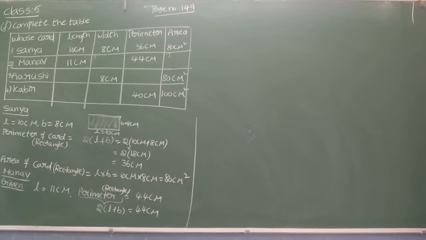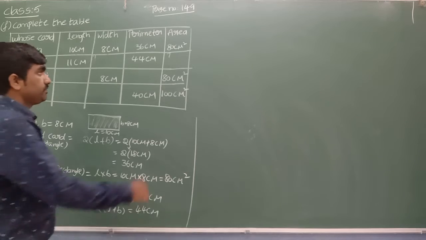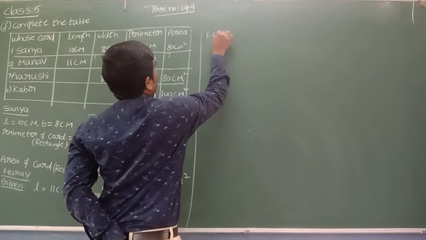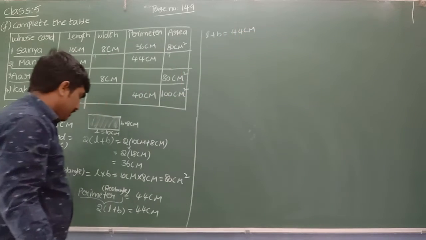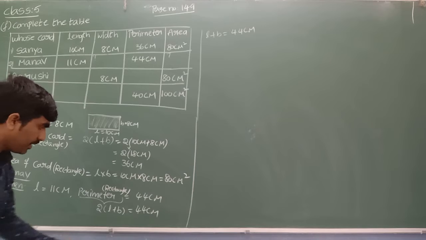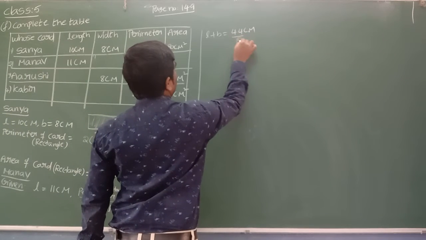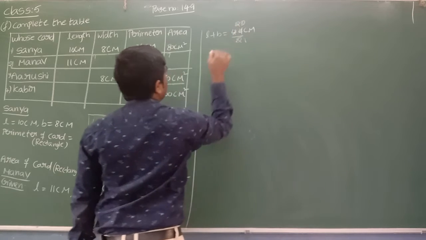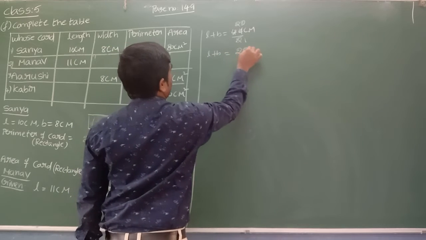Now this multiplication, when transposed, becomes division. Let me write this, beta. L plus B is equal to 44 centimeters. When I transpose the 2 to the RHS, it becomes a division by 2. 2 ones are 2, 2 2s are 4, 2 2s are 4. Here L plus B is equal to how much? 22 centimeters.